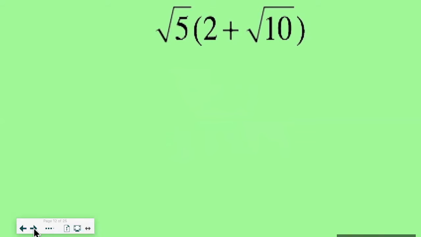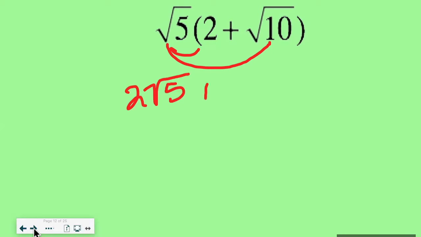So let's try another one. So this is the square root of 5 times quantity of 2 plus the square root of 10. So same thing, multiply the first square root of 5 times the first part of the group, and then the square root of 5 times the square root of 10. So 2 times the square root of 5 plus the square root of 50.